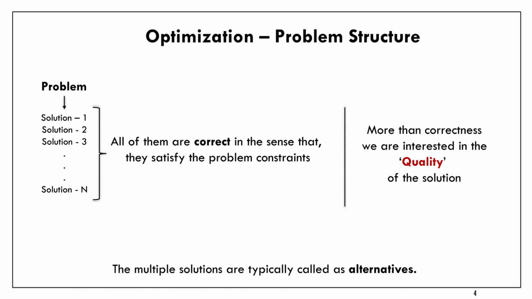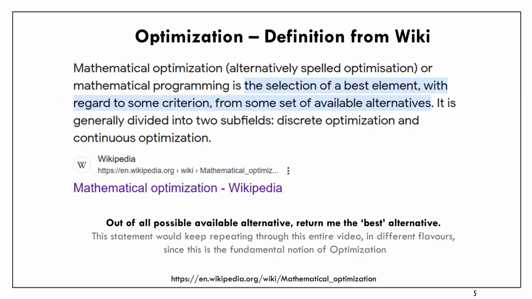So this is the problem structure optimization problems have in general. This is the official definition of optimization given by Wikipedia. Take time to read through this.